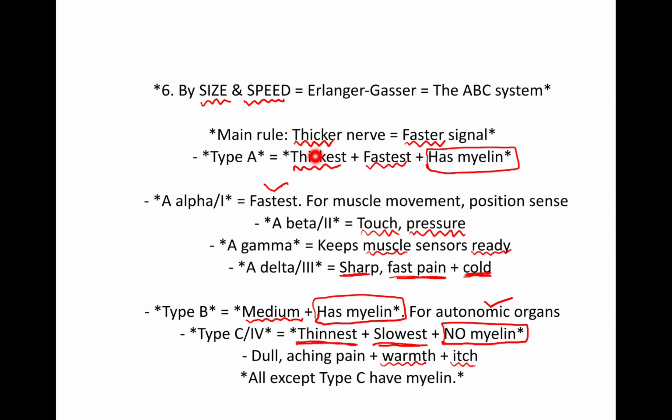All except type C have myelin here. This can be remembered.